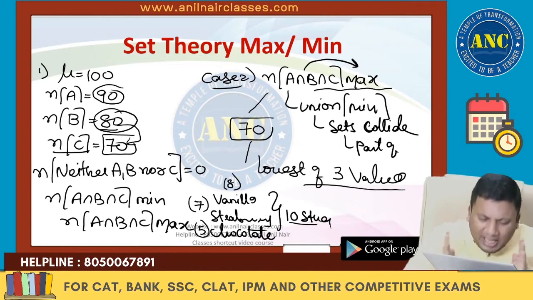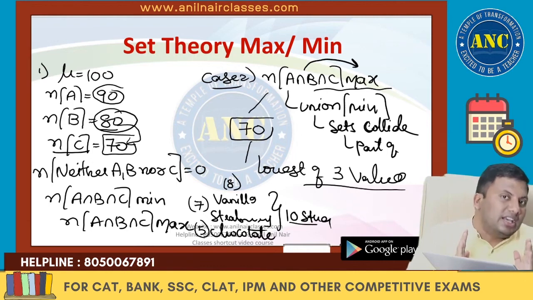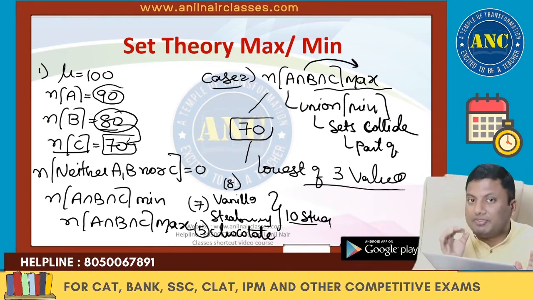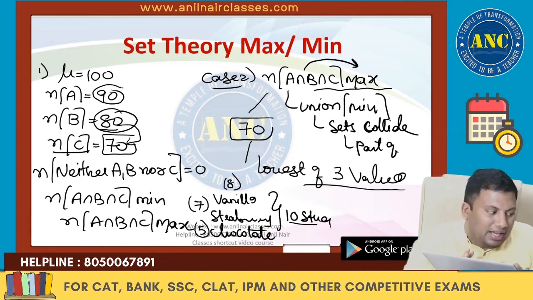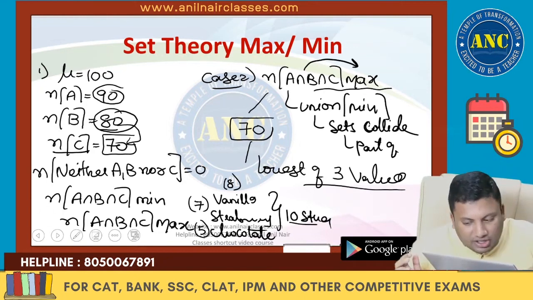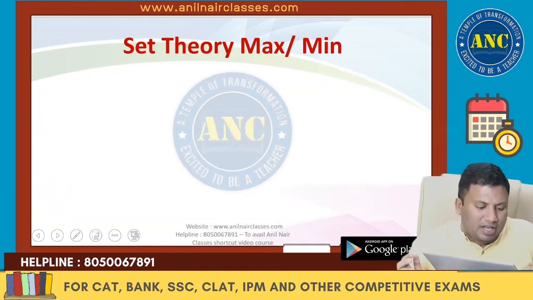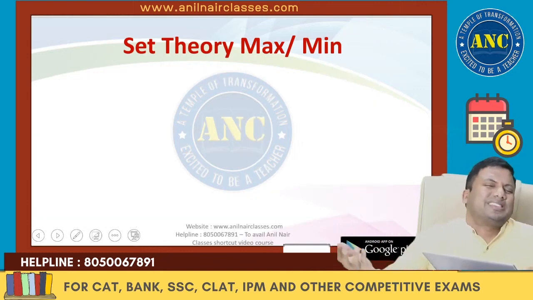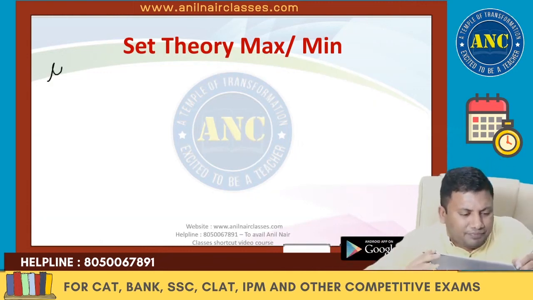You don't need any mathematics for this. Simple common sense, the easiest, fastest, best approach is to take the lowest of the three values if neither A, B nor C is given as 0. I hope it is clear. Now, intersection minimum we will also do. The mathematics is nothing but common sense.